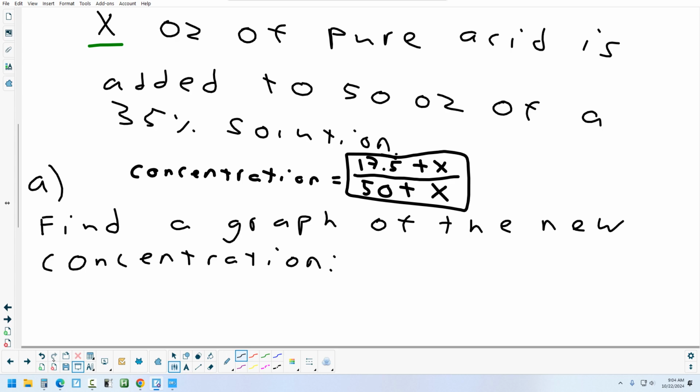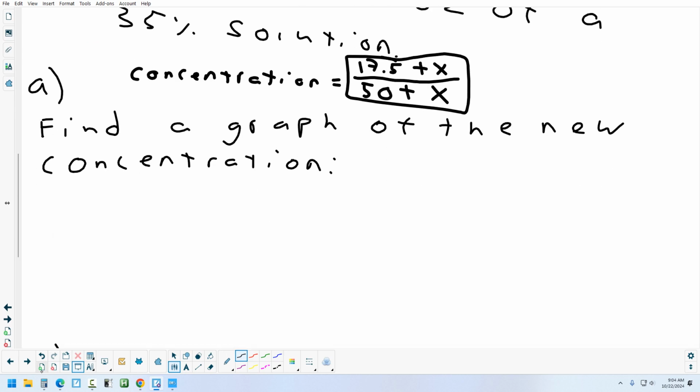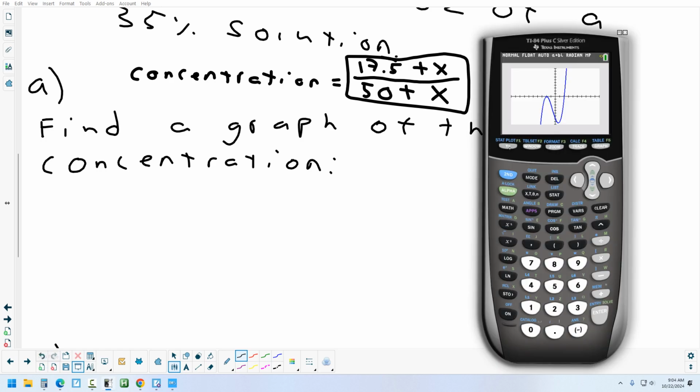Okay. So let's find a graph of that. Okay, so let's type in, you're going to need parentheses because both the numerator and the denominator have multiple terms. So 17.5 plus x, I'm going to divide by 50 plus x.